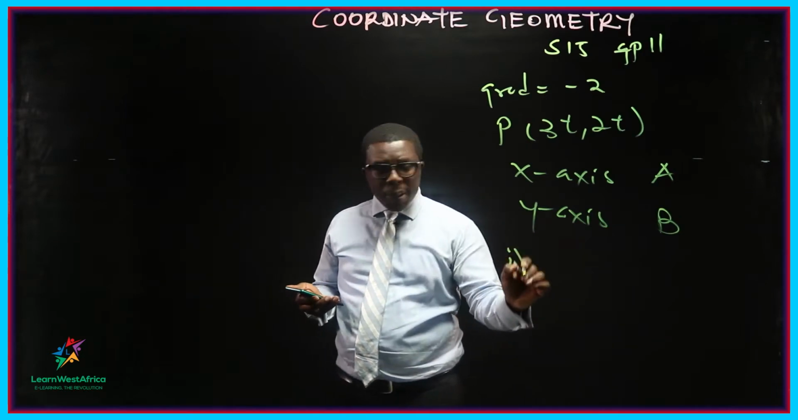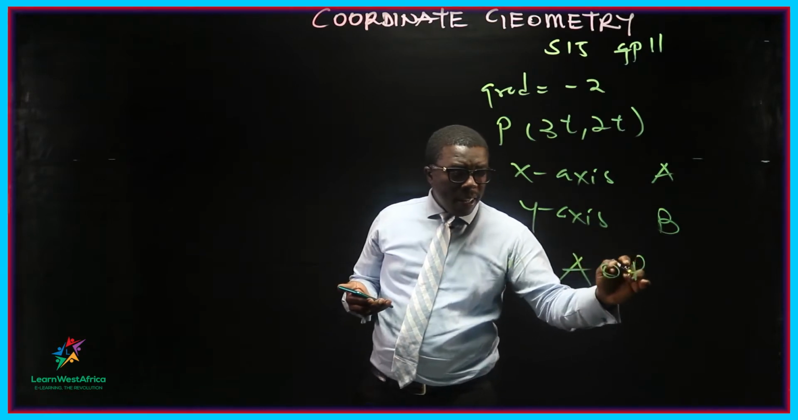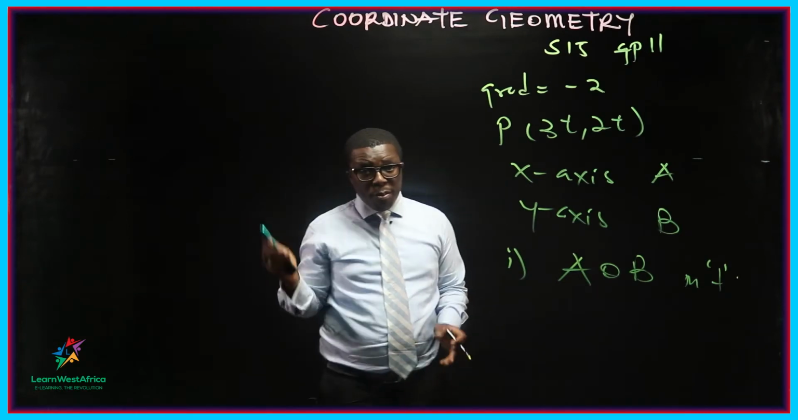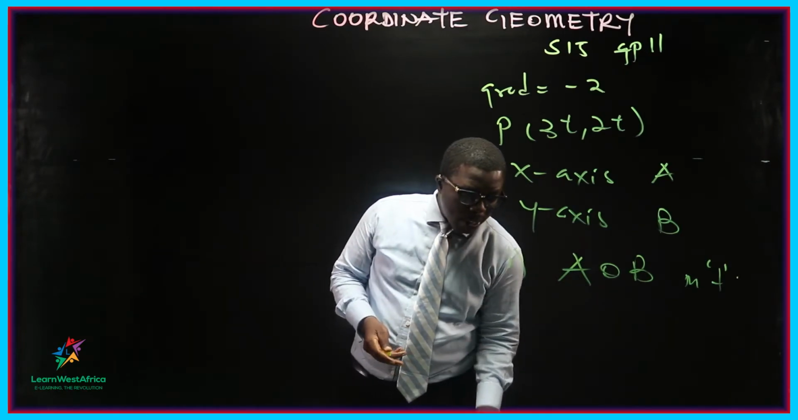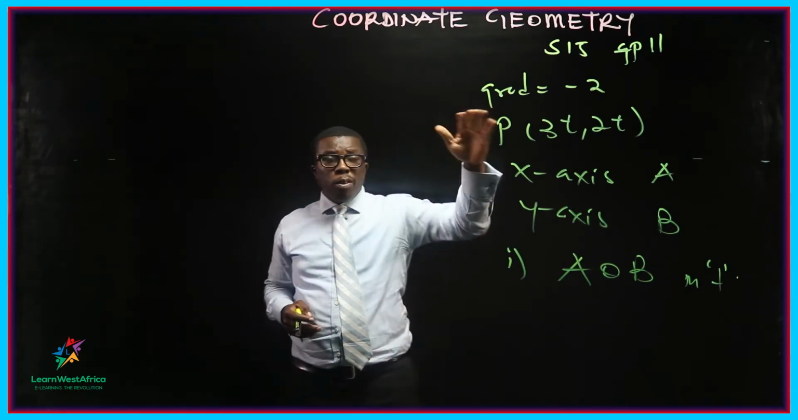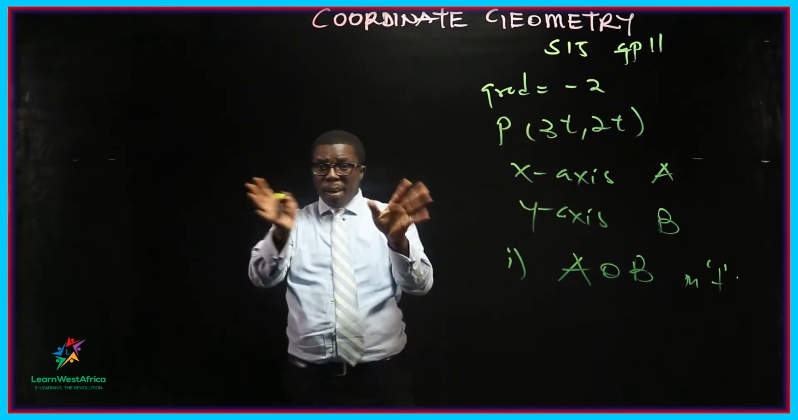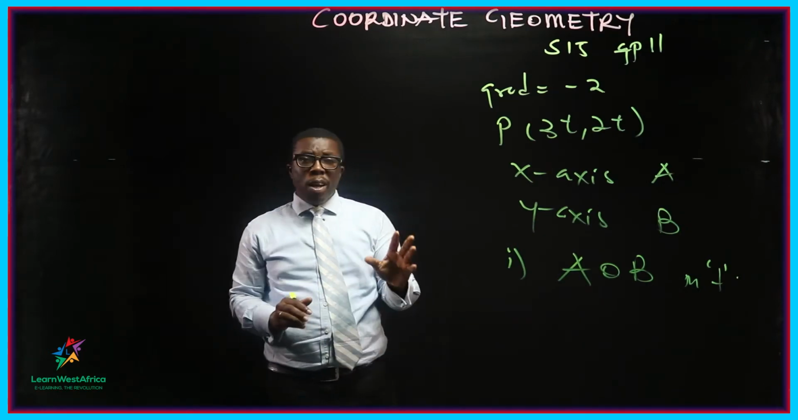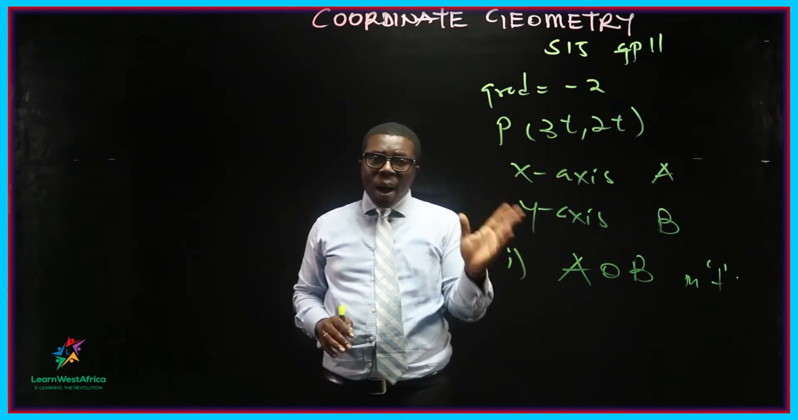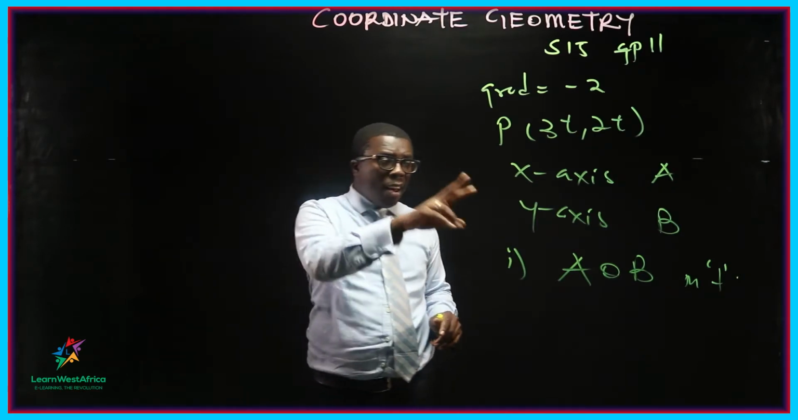Then the first part, we are being told to find the area of the triangle AOB in terms of t. That's the first part of the problem. So we have a line with gradient -2. The line goes through the point P, which is (3t, 2t). It also cuts the x-axis at point A, and the y-axis at point B. We are being asked to find the area of the triangle AOB.